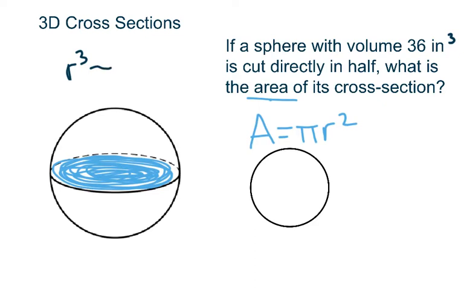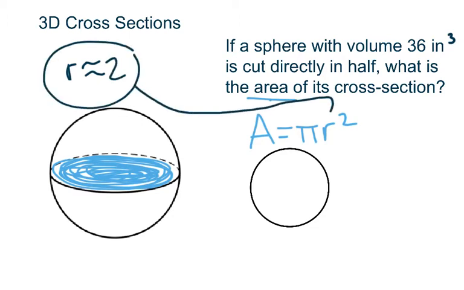I'm going to change this to approximate because I am rounding. I'm just going to make it one decimal place to keep it simple. Then I'm going to get rid of the cube by taking the cube root of both sides. So let's say about 2. Now that we know what the radius was before we cut it, we also know what the radius is after we cut it. All we have to do is plug it into pi times r squared.